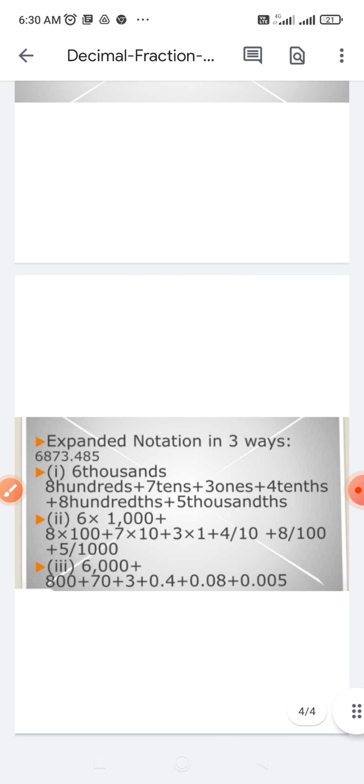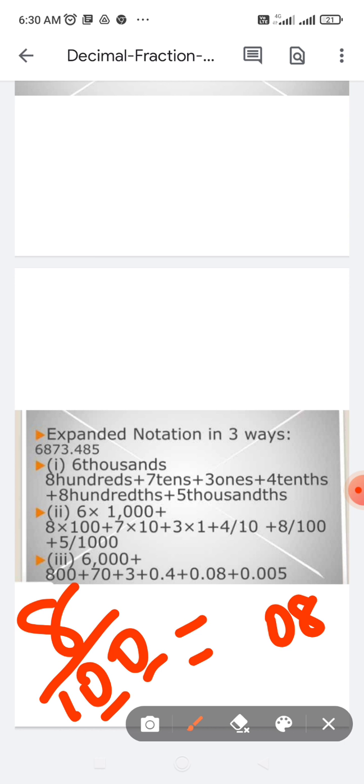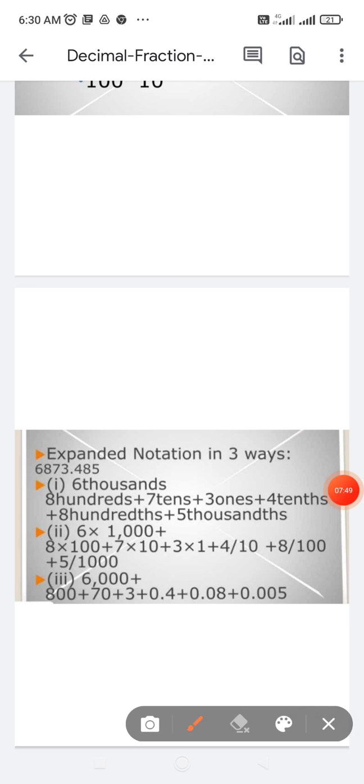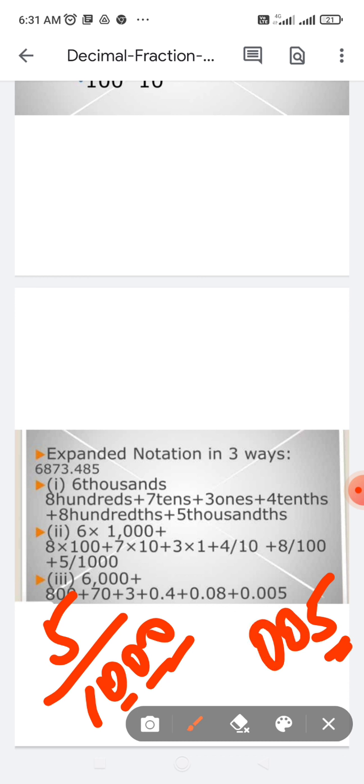Next, 8 divided by 100. How many zeros are there? 2 zeros. Here we have 8 only, so after 8 you have to add one more zero. Then place a decimal point. So what comes here? 0.08. Next, children, 5 divided by 1000. How many zeros are here? 3 zeros. So after the 5 we need 3 digits: 5 is the first digit, then the second digit, the third digit. After that I make a decimal point. So what comes now? 0.005. This is the third format, children.